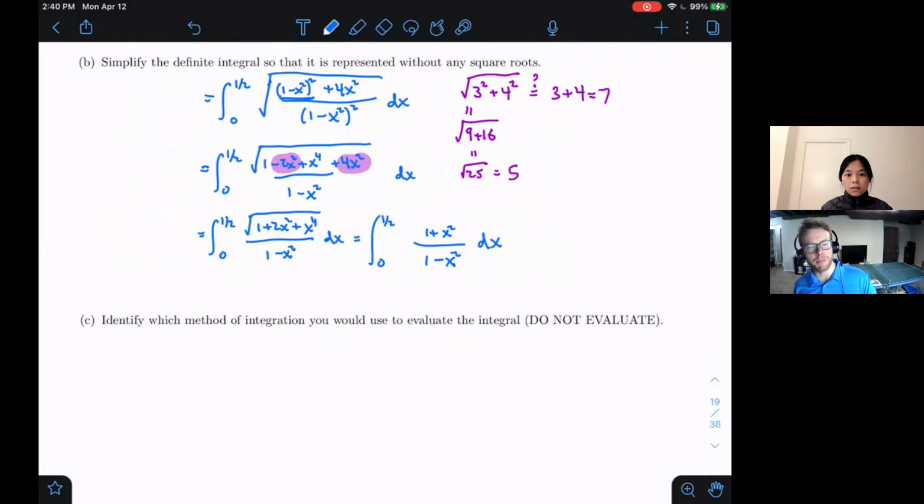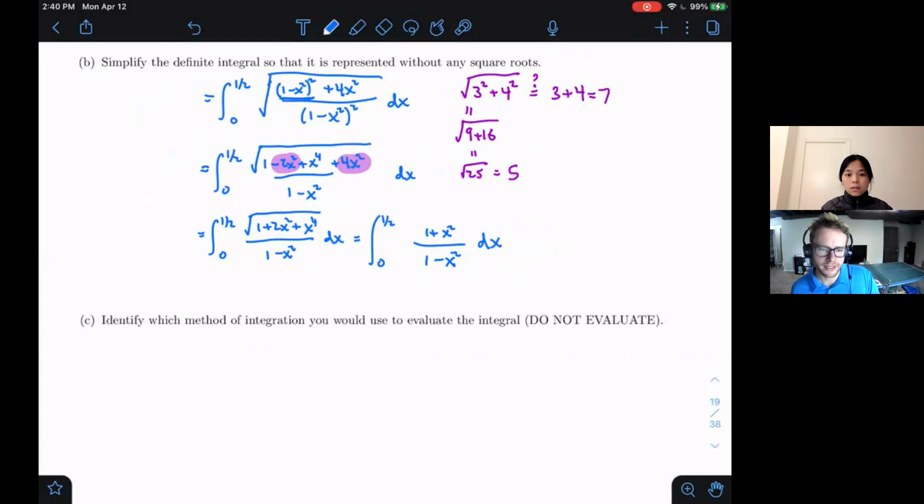And then finally, for part C, we're not going to evaluate this out, but we're going to identify which method of integration you would use to evaluate this integral. Don't evaluate it, just the method. And this is where we'll need to think back and use a little bit of our chapter 7 stuff. This one's more difficult here.